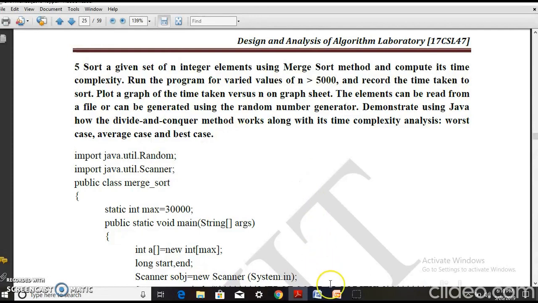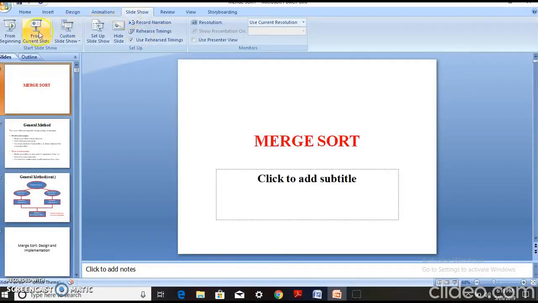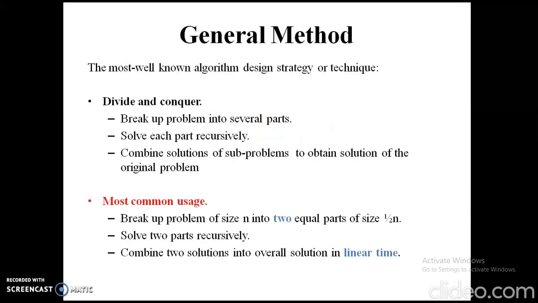Before we go for the design of the program, let us quickly look into what is merge sort and how does it work. Merge sort is a sorting algorithm wherein the elements are sorted in either ascending order or descending order using a well-known algorithm design technique or strategy called divide and conquer.